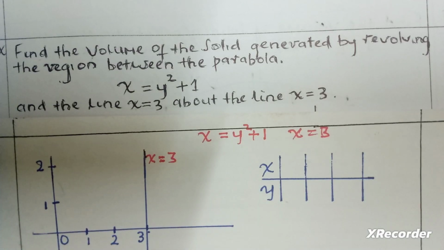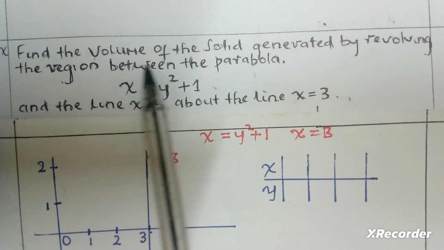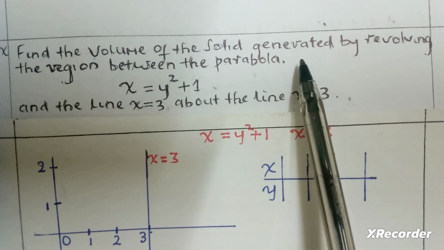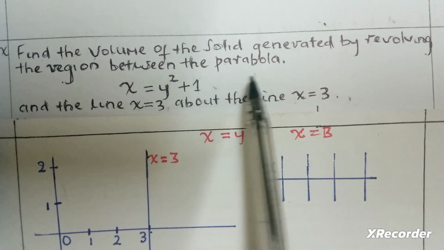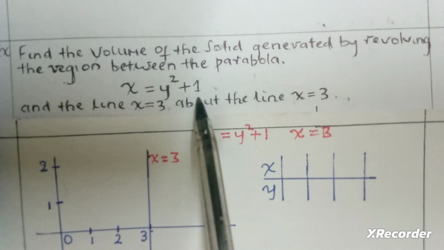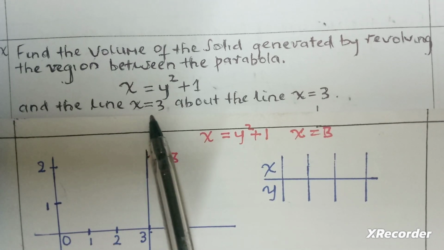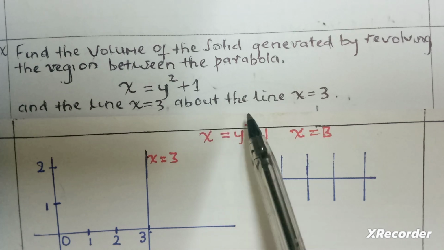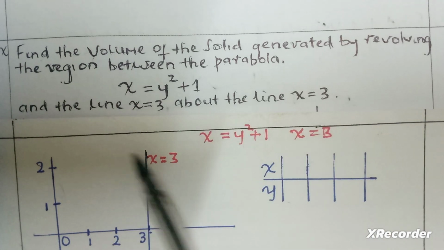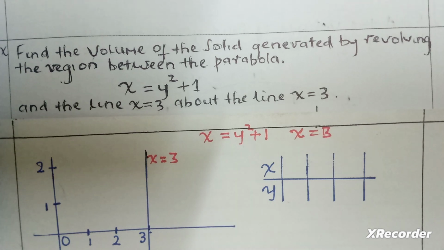So guys, we are looking at this question and we can read it. Find the volume of the solid generated by revolving the region between the parabola and the line x equals 3 about the line x equals 3. I've already drawn the graph, guys. This is the line x equals 3.